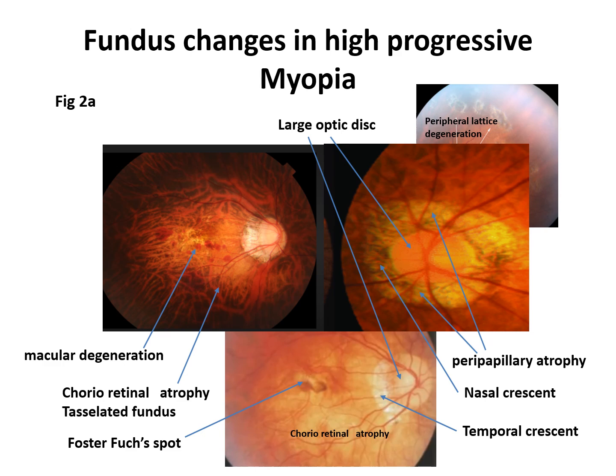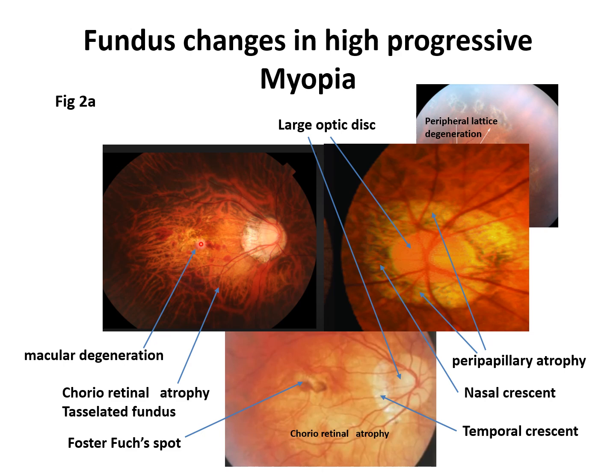These are pictures showing fundus changes in high progressive myopia. So here you see peripapillary atrophy. There is a temporal crescent here as well as here. Sometimes there is a nasal crescent. There is a large optic disc and there is macular degeneration.